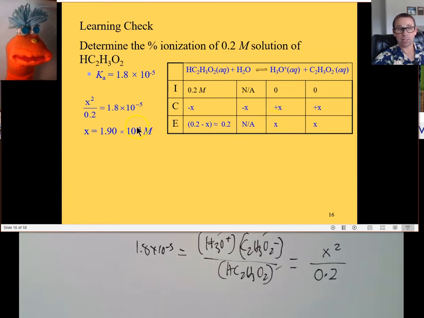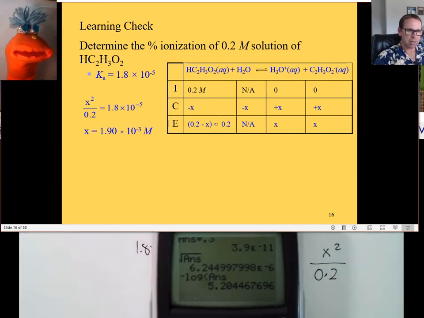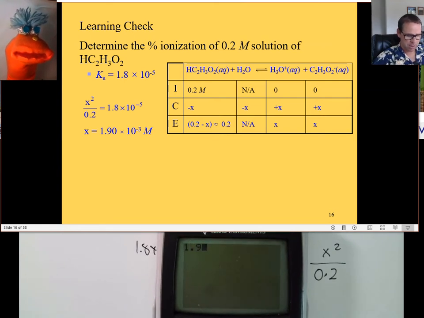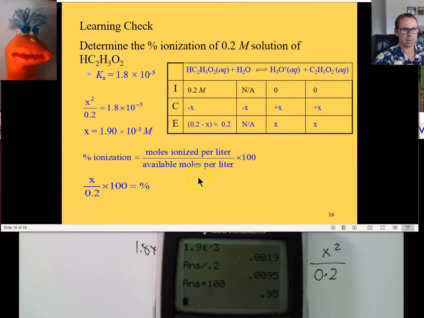And if we wanted to find the pH, we could take the negative log of it, right? But that's not what the question is asking. The question is asking what percentage of our acetic acid actually dissociated, right? And so we can take that value, because that is also the amount of acetate ion there is, and divide it by how much we had to start with, which was 0.2. Okay? So I just take my 1.9 times 10 to the minus 3 divided by 0.2 times 100, and then we get 0.95 is the percent ionization. Okay?